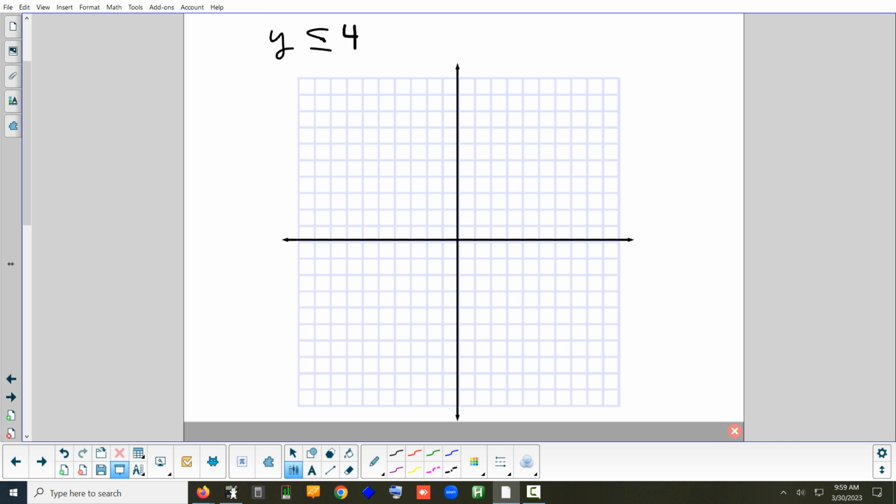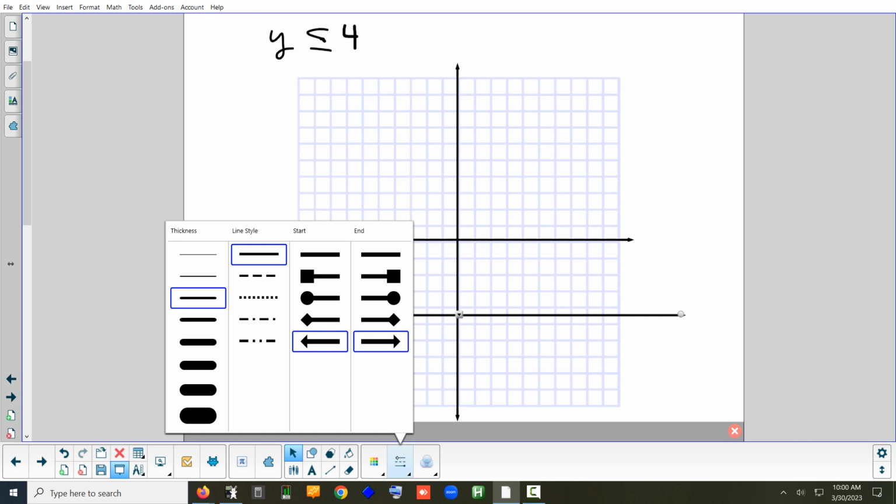All right, so when you only have y, Finn, what kind of line am I going to draw? Straight line. Just a flat line. Can you describe the direction? Yeah, so like horizontal. So we're going to draw it horizontal. And Joe, is it going to be solid or is it going to be dotted? Solid. Right, it's going to be solid because it has the equal to symbol. All right, so what I'm going to do is draw a horizontal line, but I need to put it somewhere.